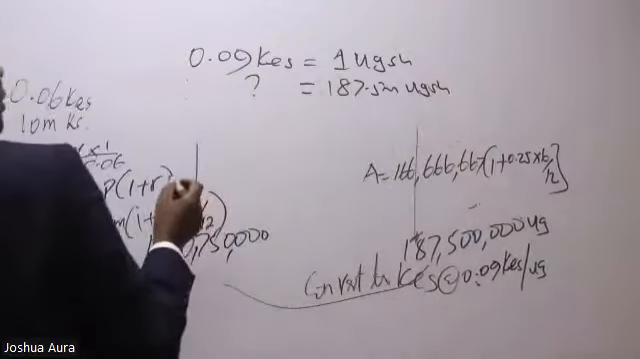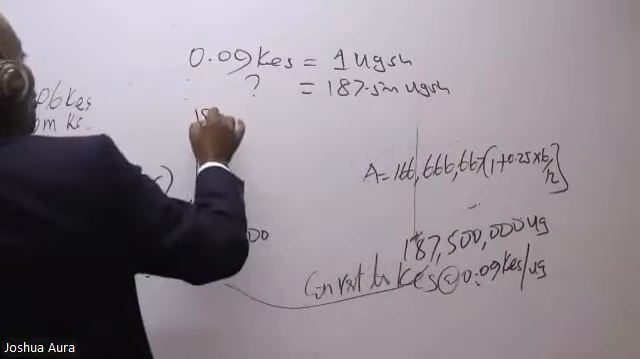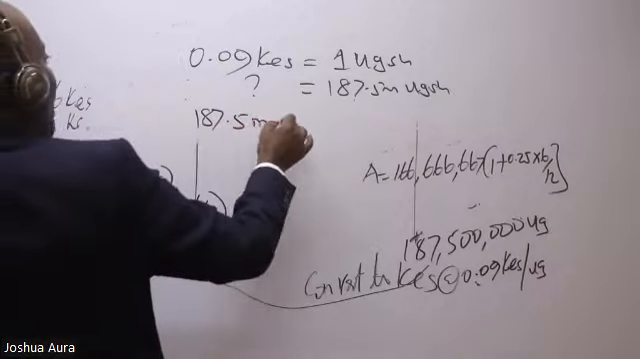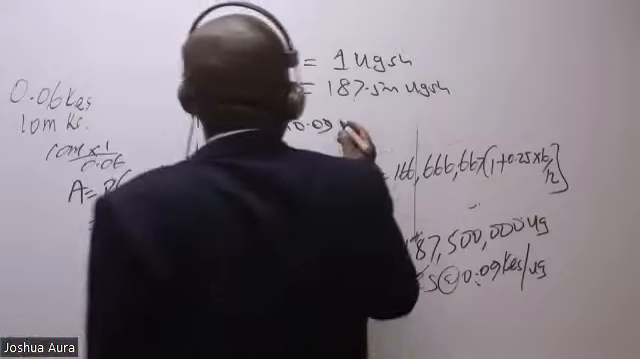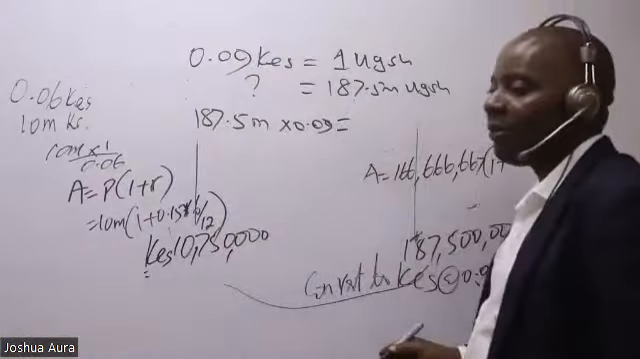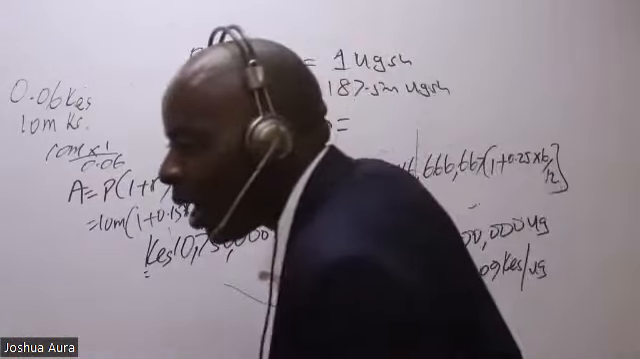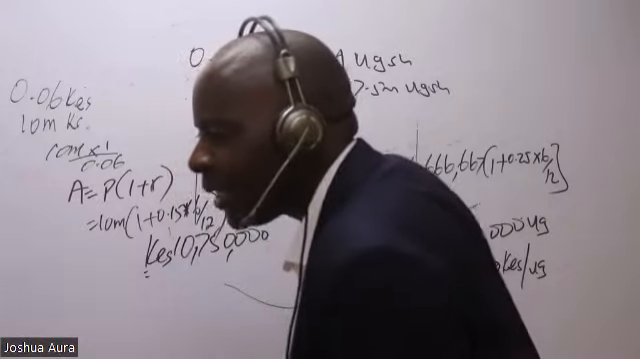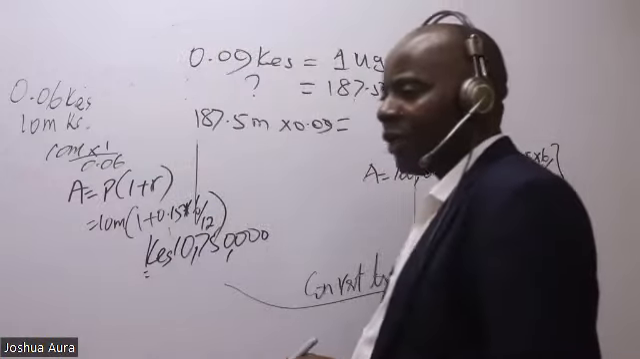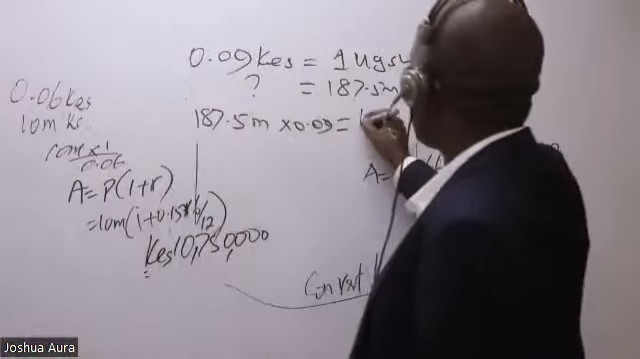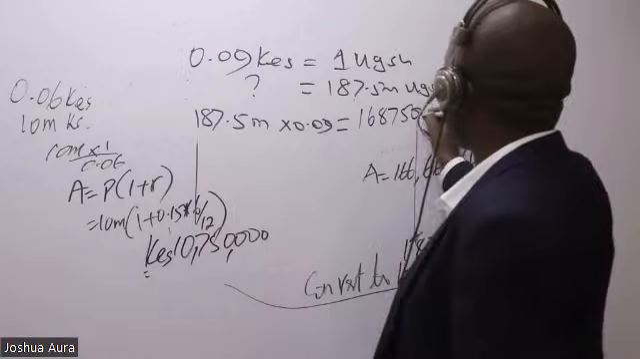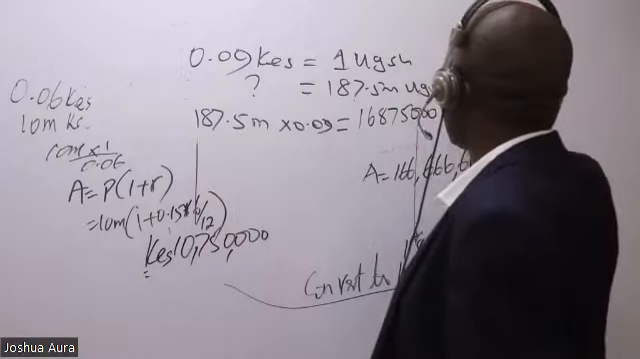If you try cross multiplying this and this, you will get 187.5 times 0.09, which will end up giving us something nice, which is 16,875,000. And now remember, these are KES.